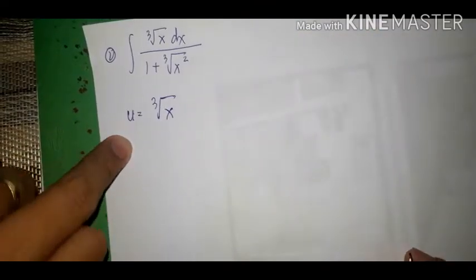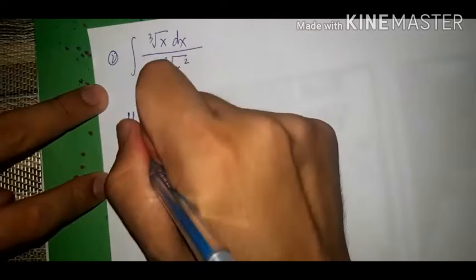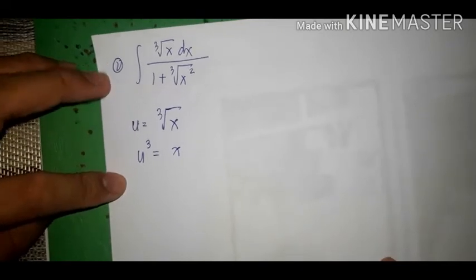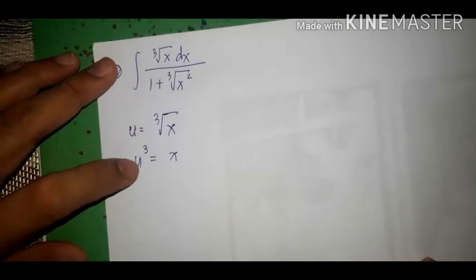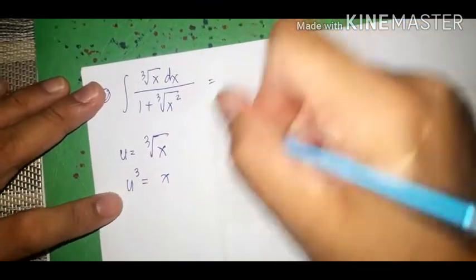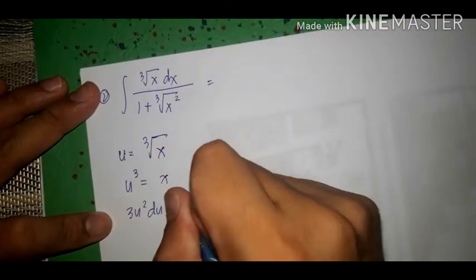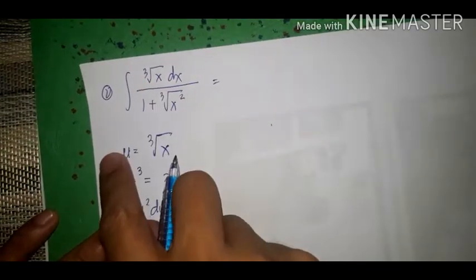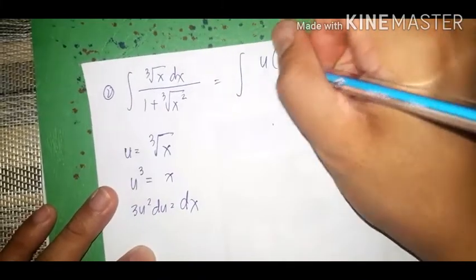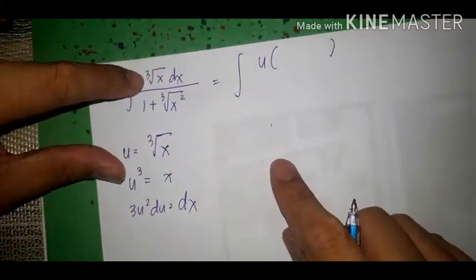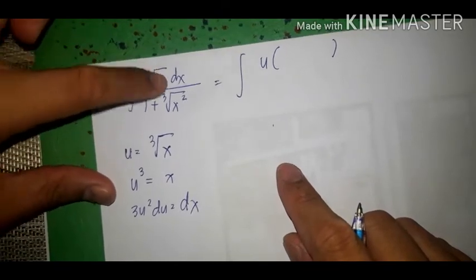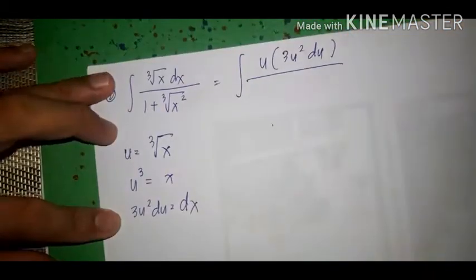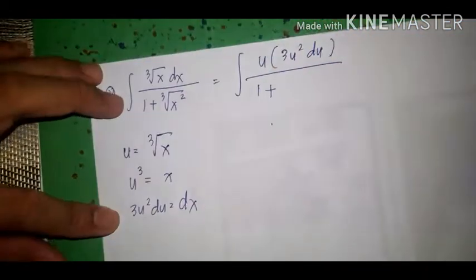So, if u is cube root of x, if I am to raise to the third power, this u cube is equal to x. So, u cube is equal to x. So that this gives you 3u squared du is equal to dx. So para meron tayong pan-substitute sa dx. But cube root of x is u. So this is integral of u multiplied by, this is your substitution, u is cube root of x, multiplied by dx, which is 3u squared du, all over 1 plus cube root of x squared.